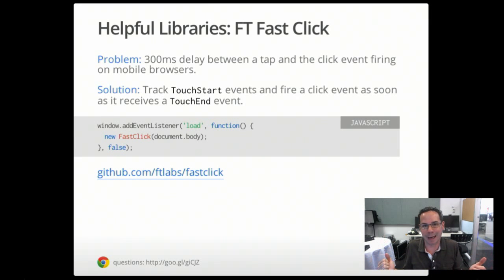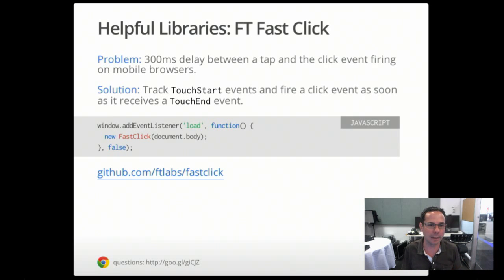But window.addEventListener, you listen for the load event, and then just put a new FastClick on the body. And that allows it to go through and find all of the elements on your page that would register a touch, so buttons and other things, and it listens for those.